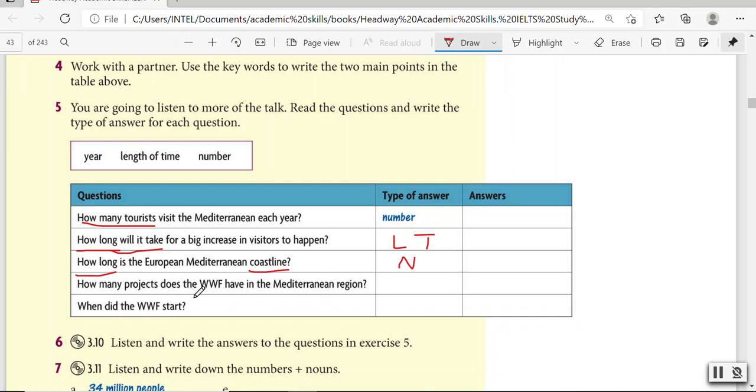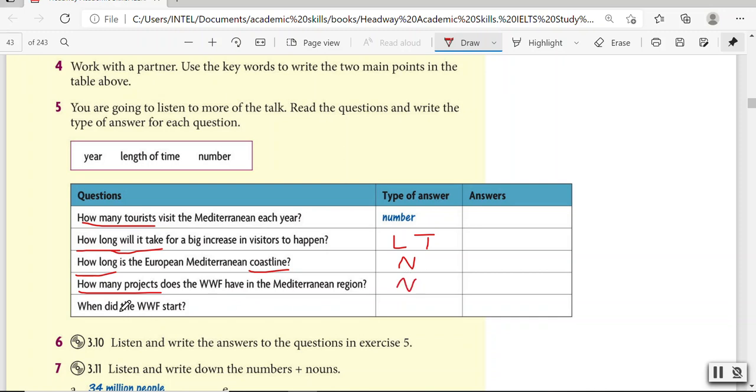How many projects does the WWF have in the Mediterranean region? How many projects?